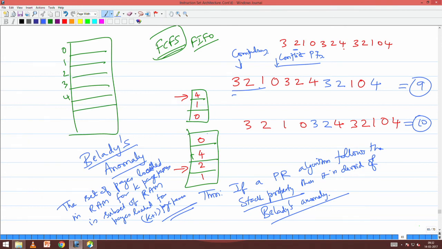So what has happened? Initially 3 alone was there, then 3 2, then 3 2 1, then 0 2 1, then 0 3 1, then 0 3 2, then 4 3 2, then 4 1 2, then 4 1 0. Now let us do this with 3, 3 2, 3 2 1, 3 2 1 0.